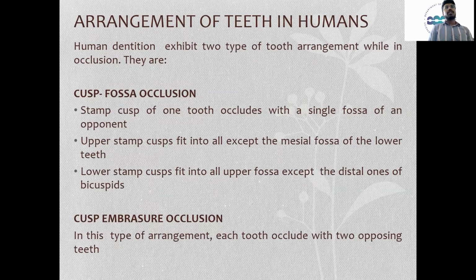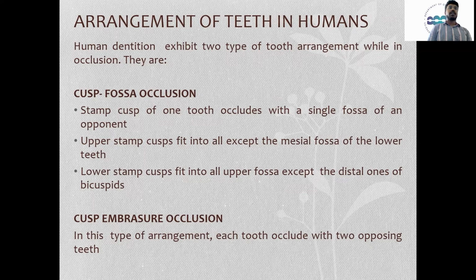So how are the teeth arranged in humans? Human dentition exhibits two types of tooth arrangement while in occlusion. They are cusp fossa occlusion and cusp embrasure occlusion. In cusp fossa occlusion, the stamp cusp of one tooth occludes with the single fossa of an opposing tooth. So there are upper stamp cusps and lower stamp cusps. The upper stamp cusps fit into all except the mesial fossa of the lower teeth, and the lower stamp cusps fit into all the upper fossae except the distal ones of the bicuspids.